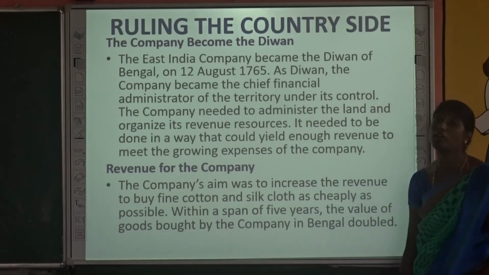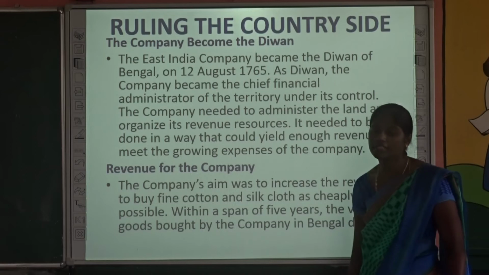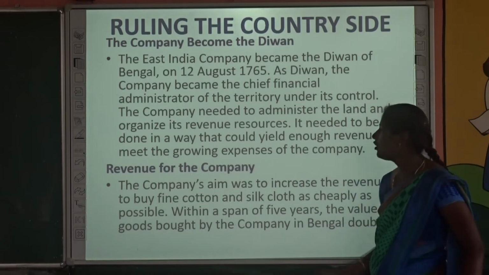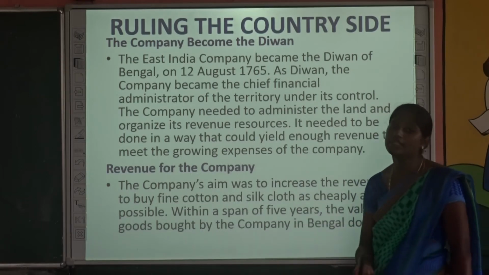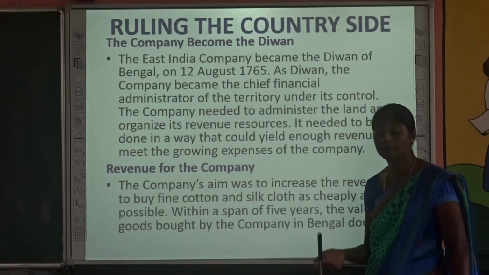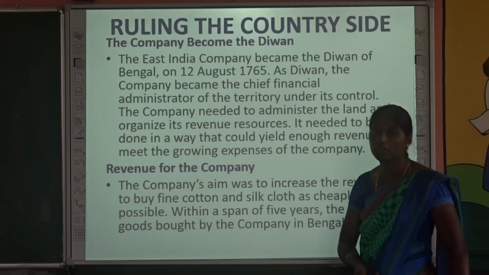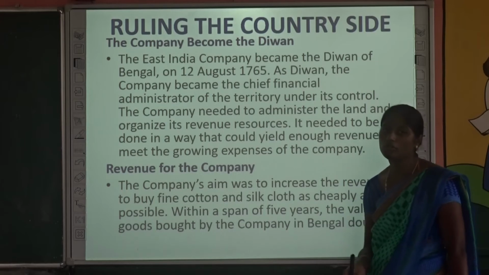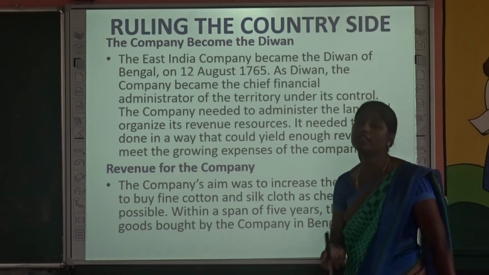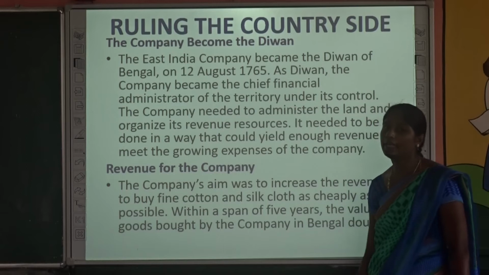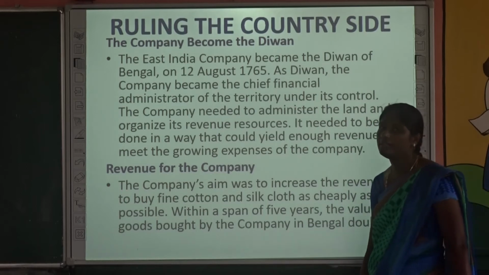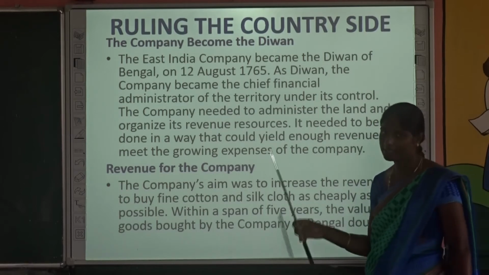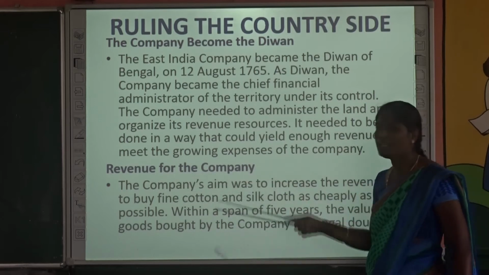they wanted to gain more tax from the Indians in order to meet the expenses, since goods needed to be exported for their company. They must buy goods to export to their country. So to buy goods they need money. For that they invented the taxing systems. Then revenue for the company.